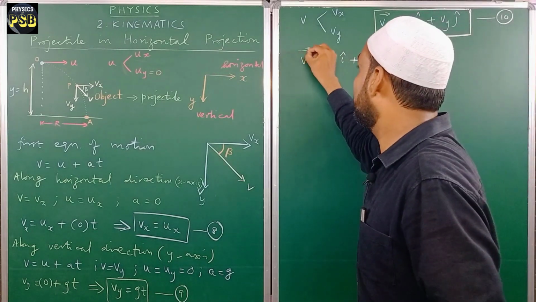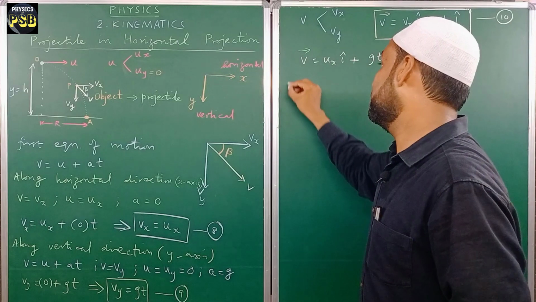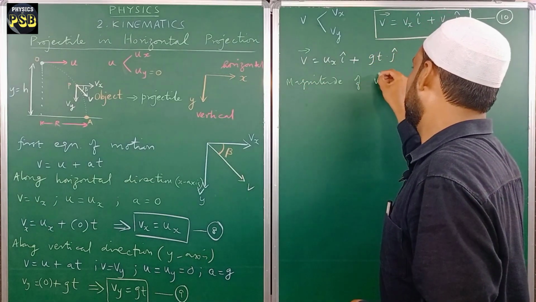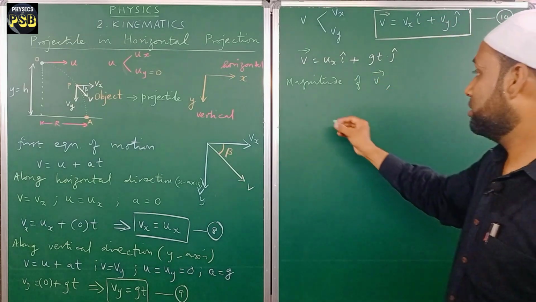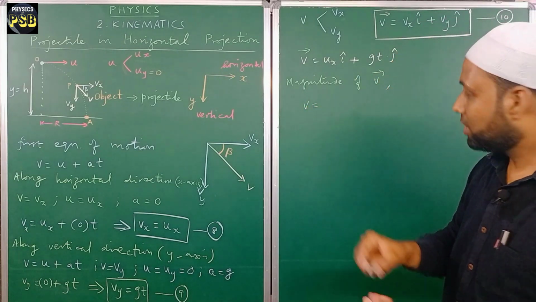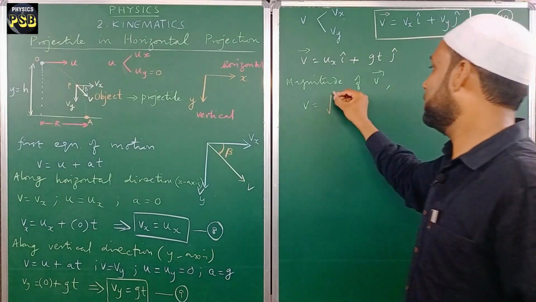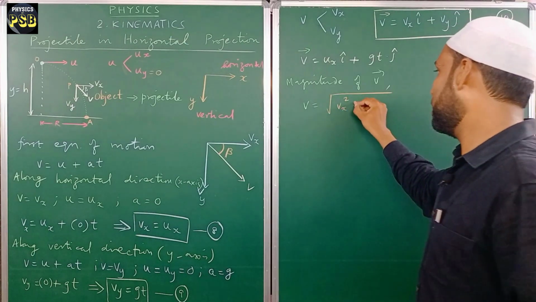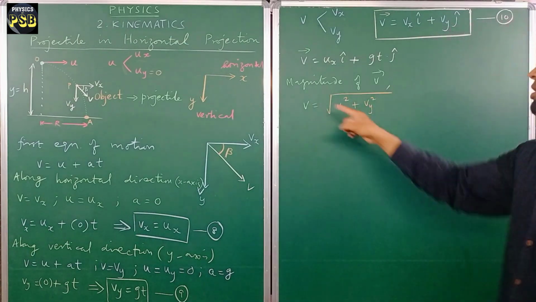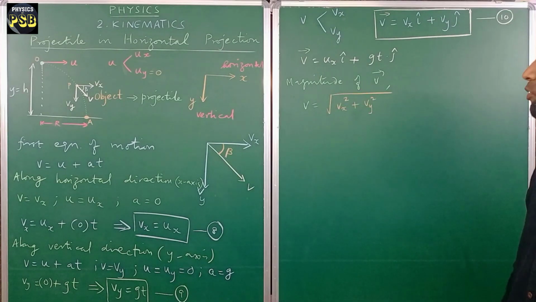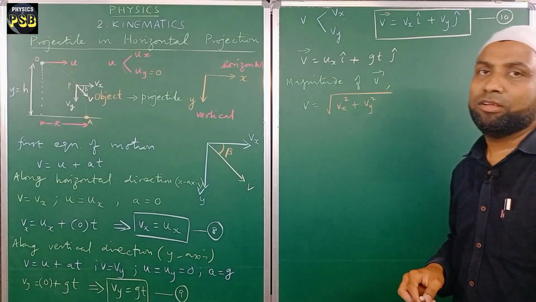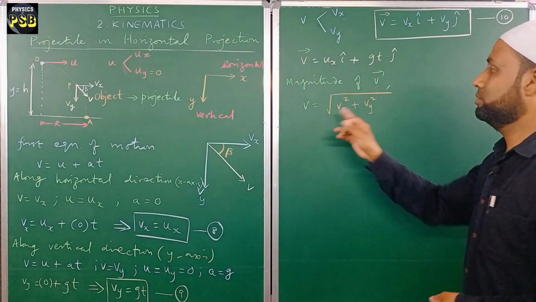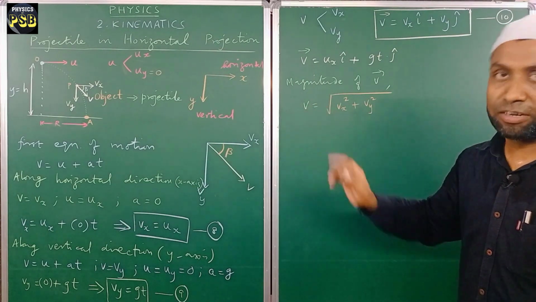Now its magnitude of V vector, that is nothing but V, can be obtained by taking the square root of the addition of Vx square and Vy square. Now this final expression provides us the magnitude of the velocity vector at point P. Clear? Or the magnitude of the resultant velocity.